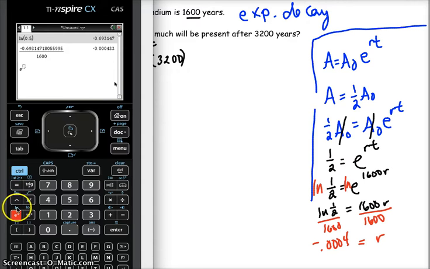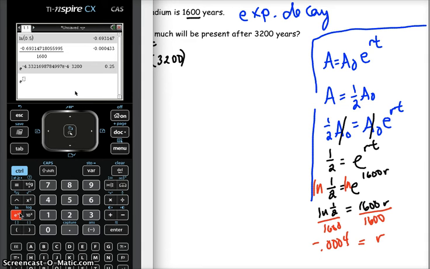e raised to the negative point, actually I'm just going to cut and paste. If I cut and paste this value here, it would be equivalent to putting in negative 0.0004 times 3,200 years. And that tells me that I have 0.25 kilograms.